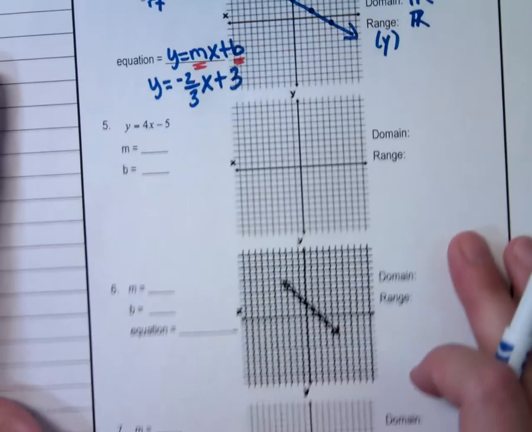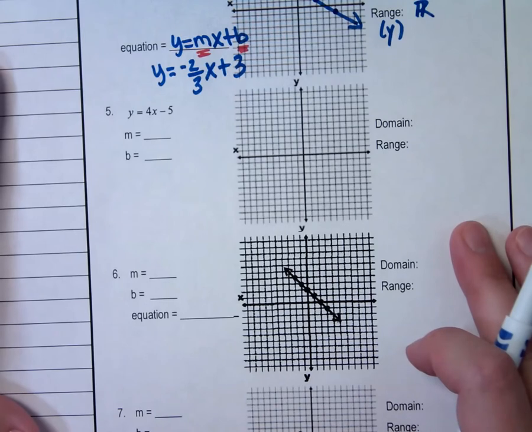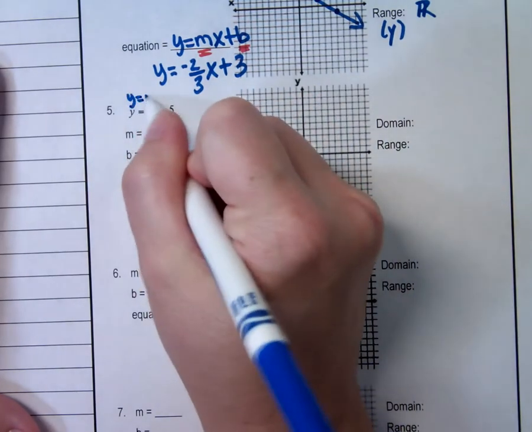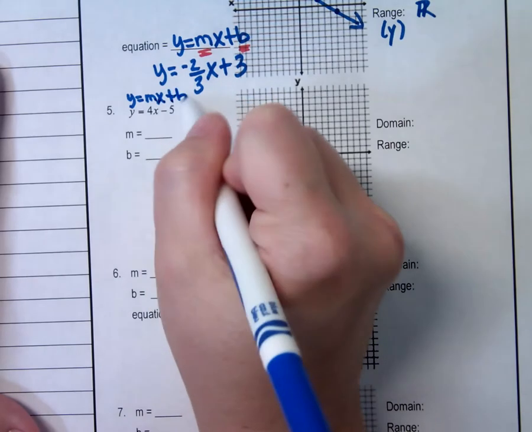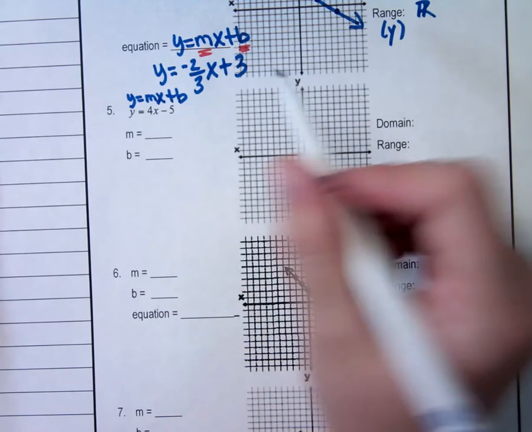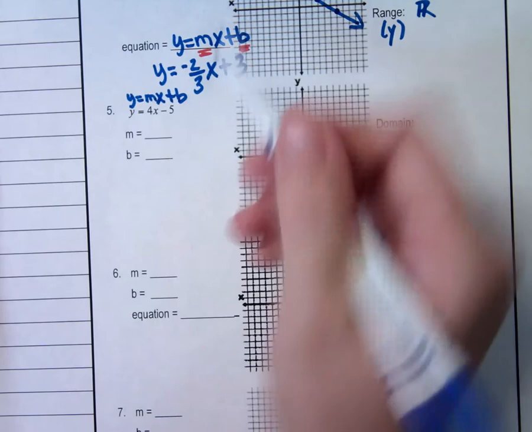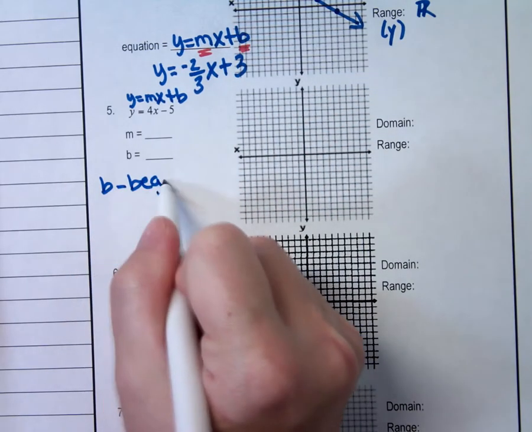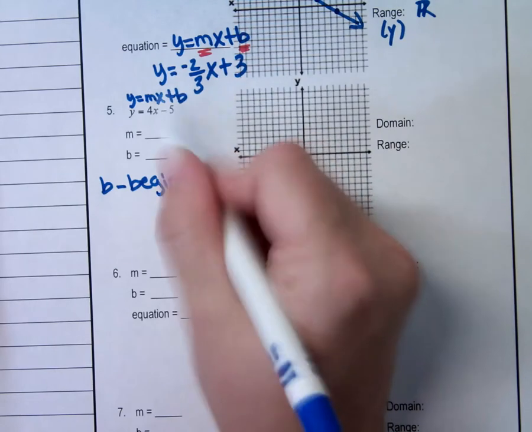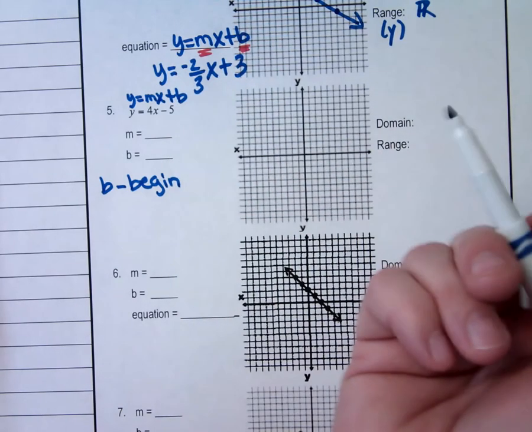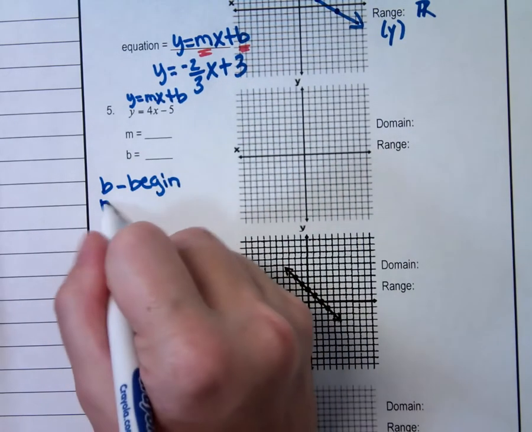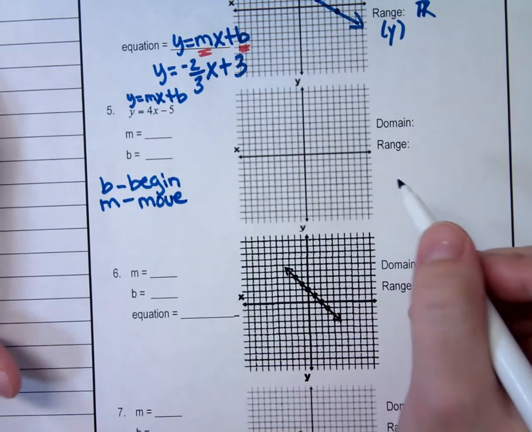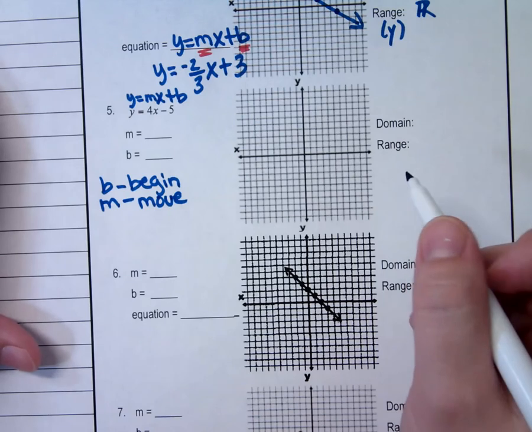All right, number 5. This is actually given to me in slope-intercept form. You can see it follows that format, y equals mx plus b. Now, one thing I haven't said before, when an equation's in slope-intercept form, you can think of b as begin. We're going to begin by plotting the y-intercept because it's the point they give us. And you can think of move for your slope. The slope is how we move, rise over run, or fall over run from place to place.